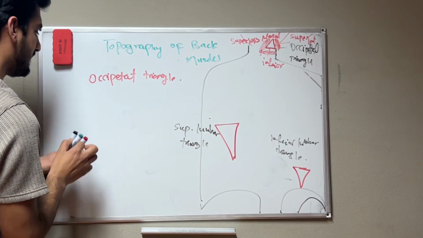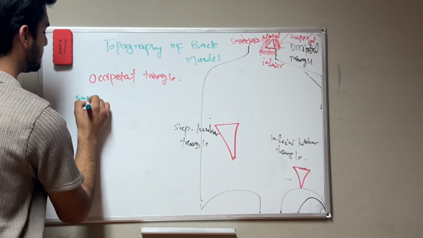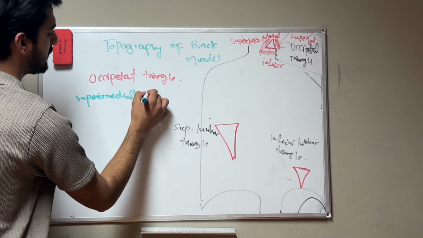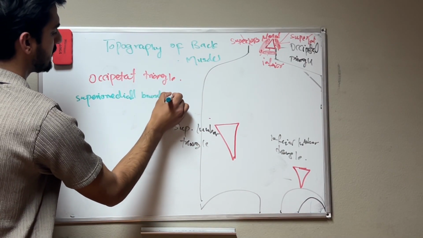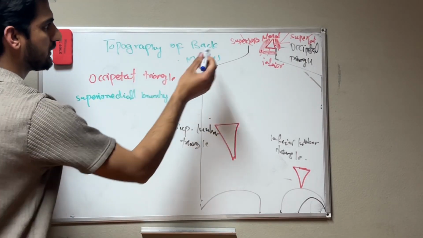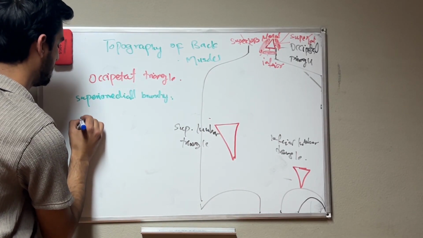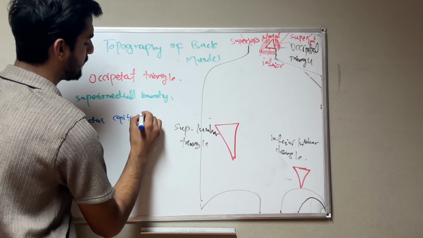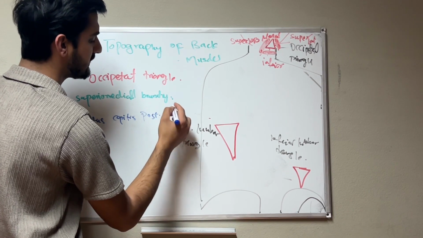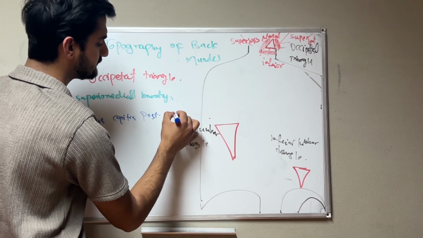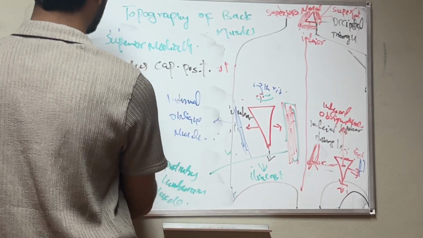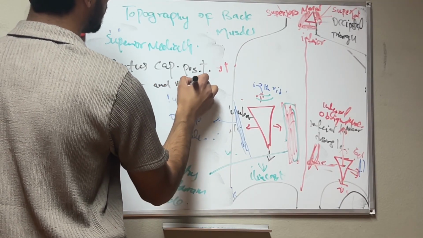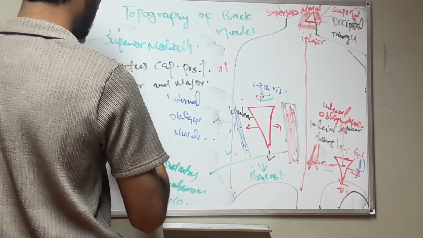Now if I write, for the superior medial boundary, what muscles do we have? Two muscles: rectus capitis posterior minor and major. Two muscles are on the superior medial side.